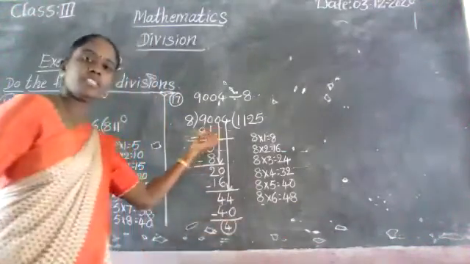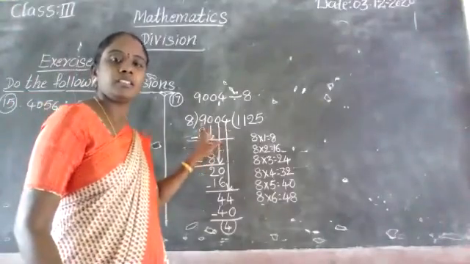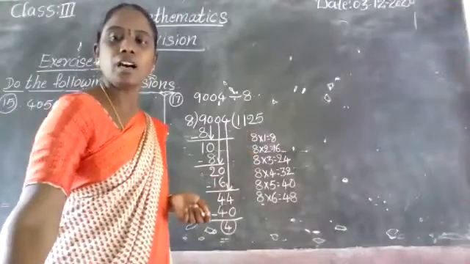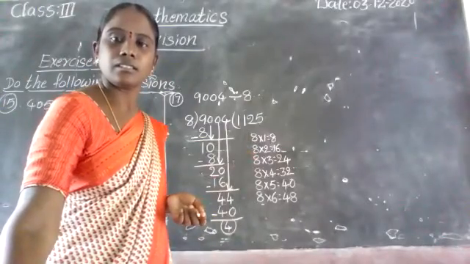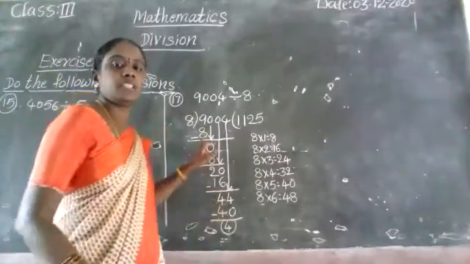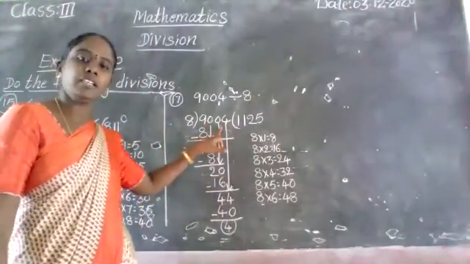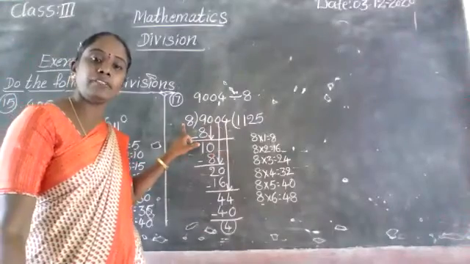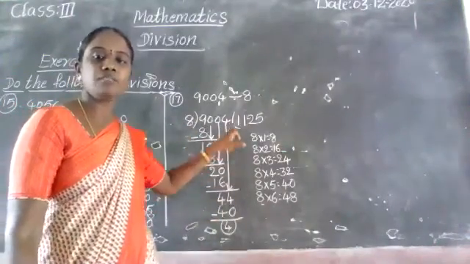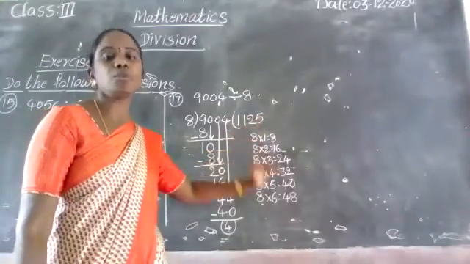Here, after the division is completed, the quotient is the answer, children. Here, 9004 is the dividend. 8 is the divisor. Next, 4 is the remainder. 1125 is the quotient.